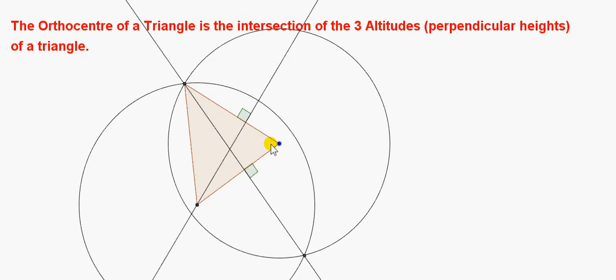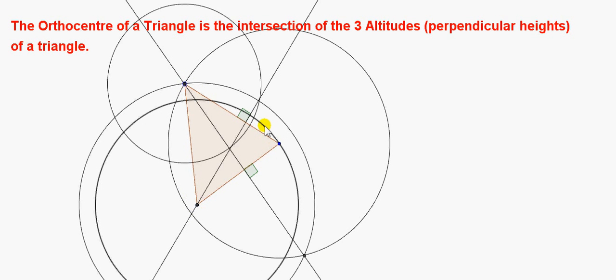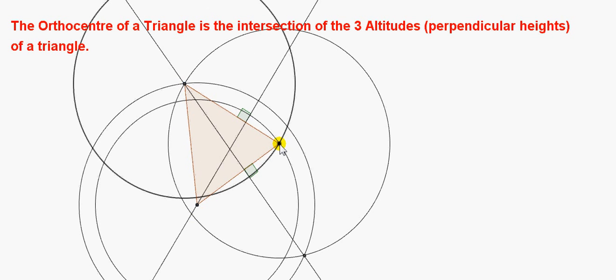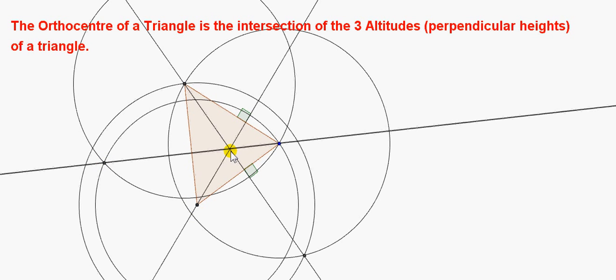So we need this other altitude. So we want the perpendicular distance of this point to this line here. So just like before, we intersect these two circles, and as you can see the three altitudes are concurrent.